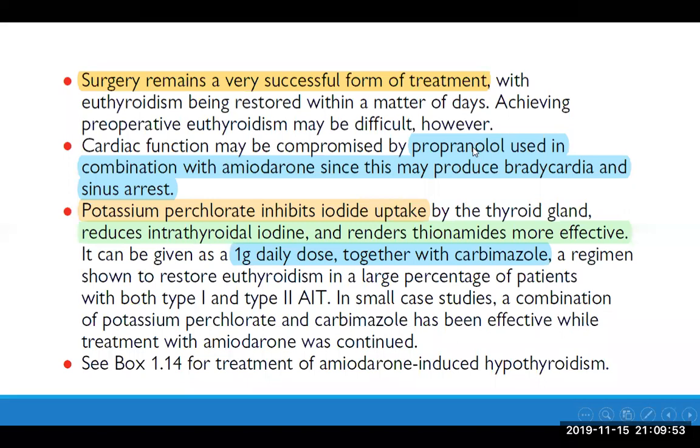Dr. Khalid, is it 1 month or 1 year? Which one? 1 month for potassium perchlorate. Potassium perchlorate is given for 1 month, 1 to 1.5 months. But the antithyroid drug is mostly given until the patient is rendered euthyroid. This in most cases takes about 1 year, at least.